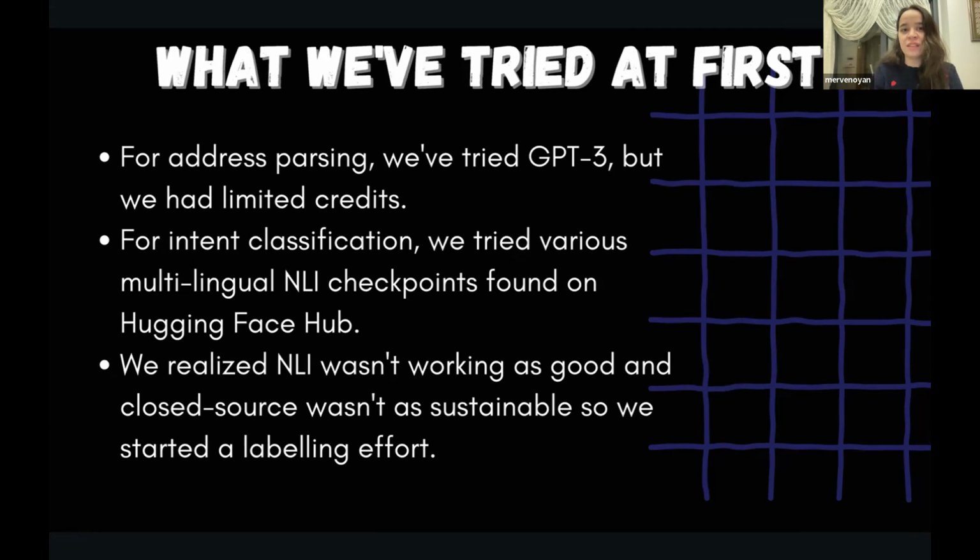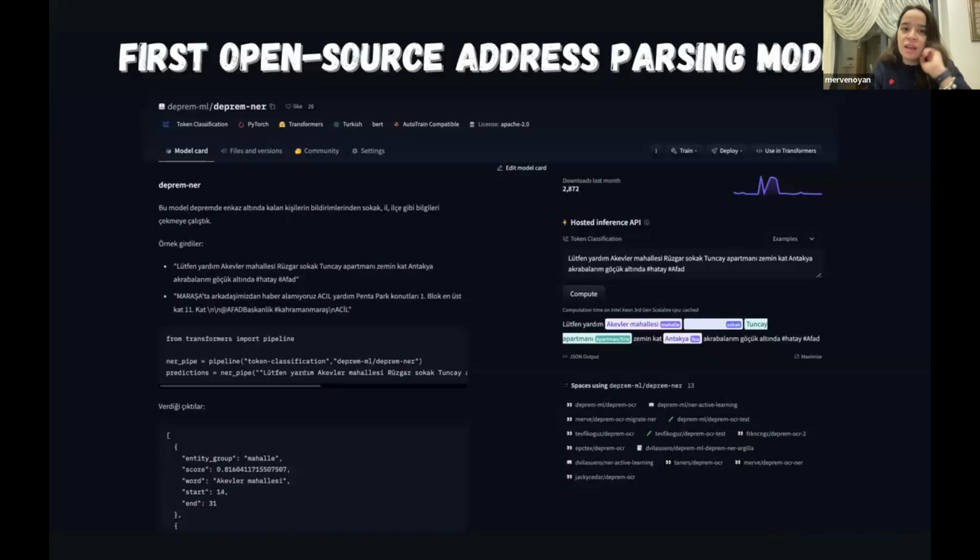And because of this, we were always getting rate limited. And again, we didn't have a sustainable, we didn't have credits whatsoever from there. And we started labeling both for named entity recognition, like address parsing, and also for the intent classification problem. And this was our first open source address parsing model.